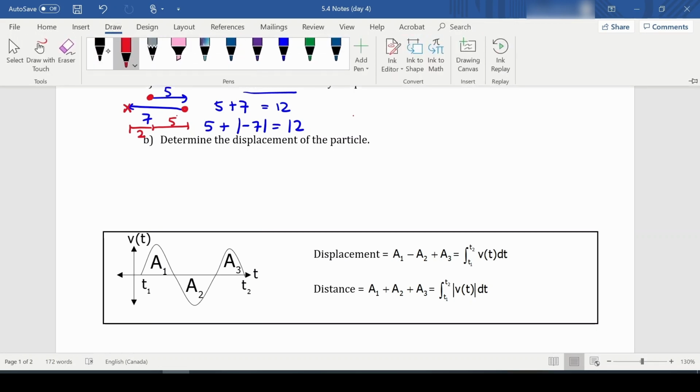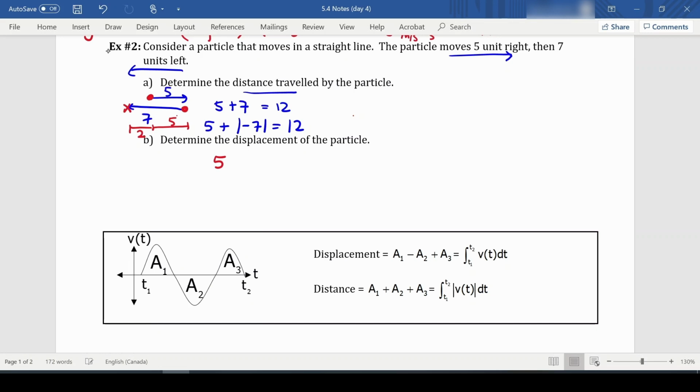How I show that mathematically is I take my 5, which was my positive direction, and I add my -7, which is my negative direction, moving left, and I would get -2. So left 2 units with respect to the starting point.